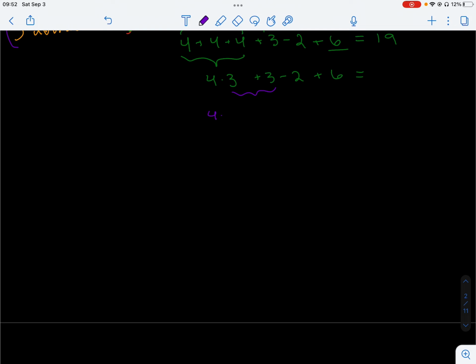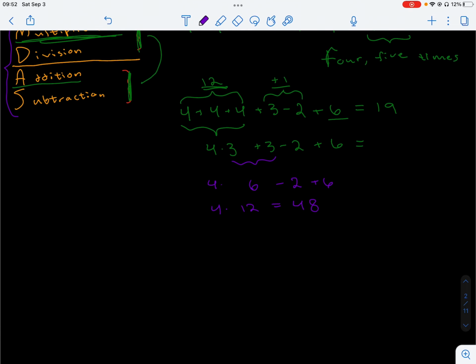I'm going to say 4 times, 3 plus 3 is just 6, minus 2 plus 6. And then I still can't do the multiplication because I have now addition and subtraction here. So I got to do those first. So 6 minus 2 is 4. And then I have 6 plus 6, which is 12. So I have 4 times 12, which now I can finally do. It's 48.